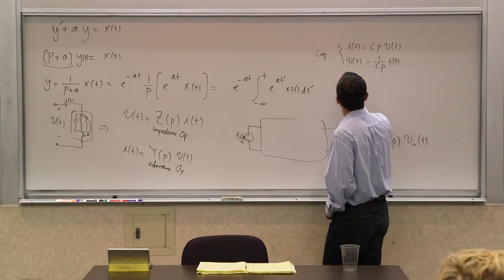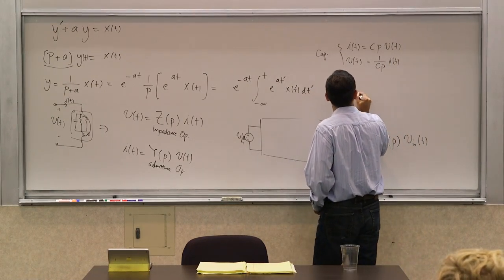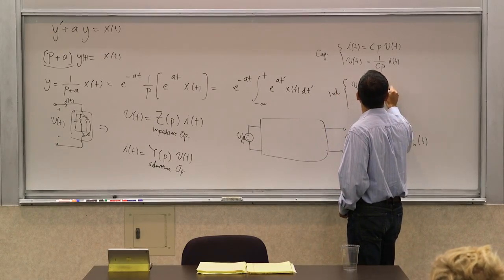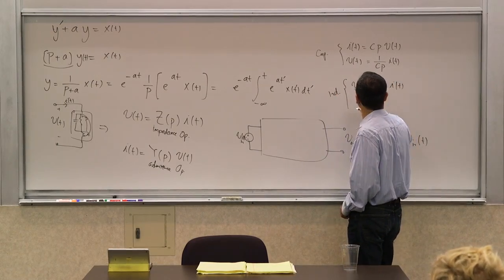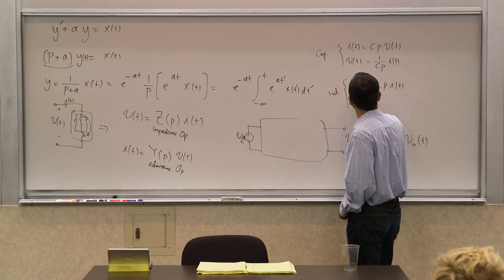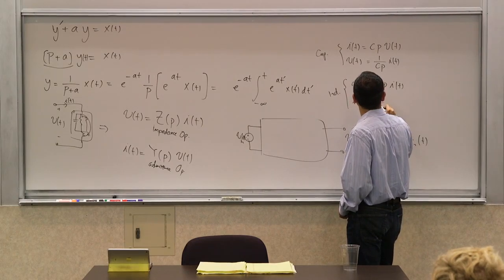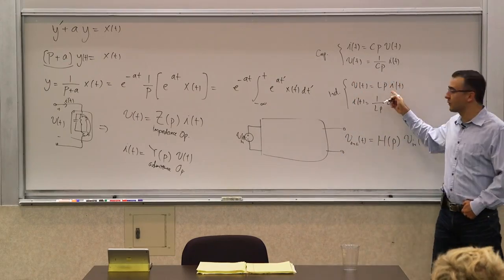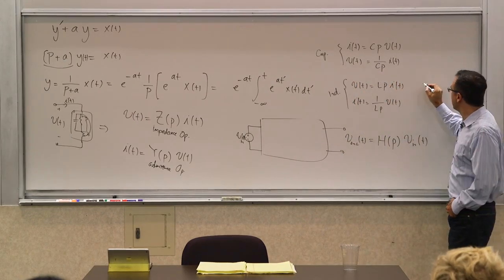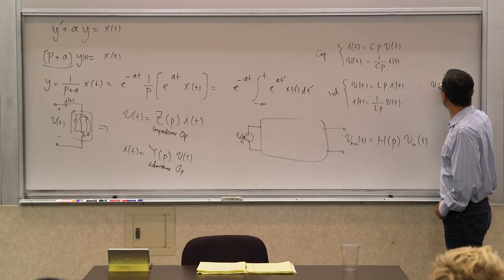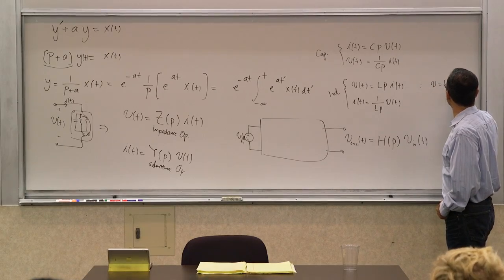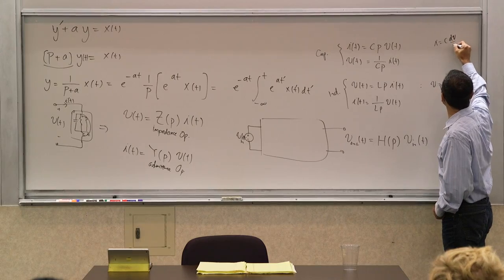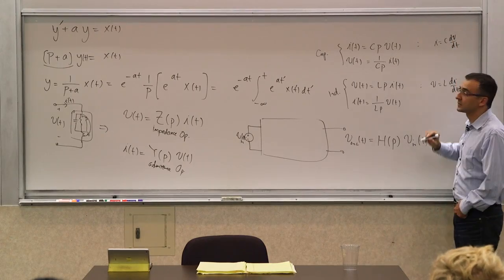And likewise for an inductor, V of t is Lp I of t, and I of t is 1 over Lp V of t. Of course you know what these are. This is basically equivalent to saying V equals L di dt, just like saying I equals C dV dt for a capacitor, and so on.